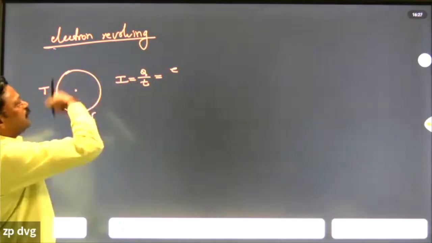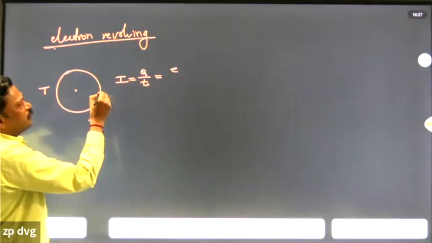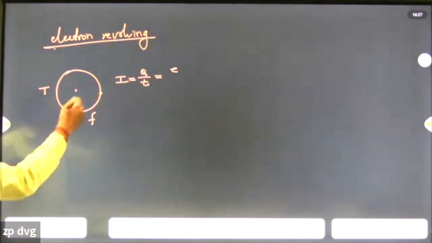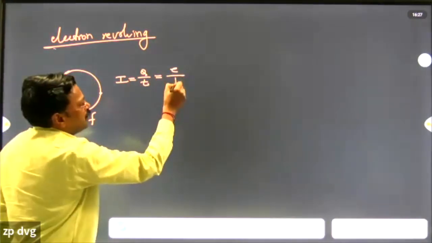And what is the time it takes to complete one round, which is the time after which it crosses the same point again? Let's take this point under consideration. Once the electron crosses here, after how much time is it crossing this point again? The time it takes to come back, we call the time period.